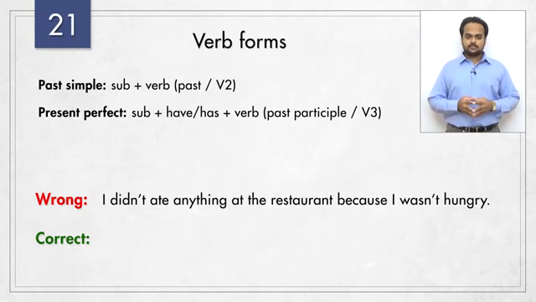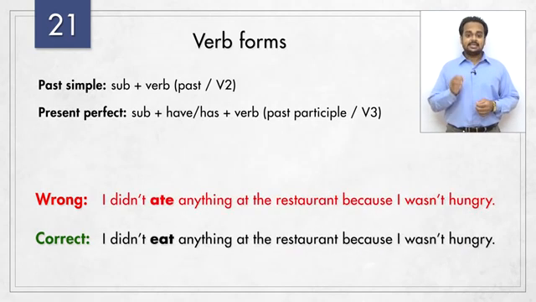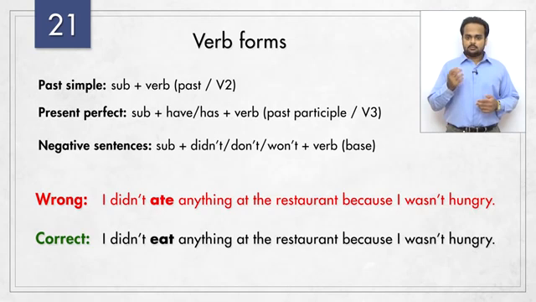Number 21 is, I didn't ate anything at the restaurant because I wasn't hungry. You should say, I didn't eat anything at the restaurant. I see this mistake a lot. In negative sentences, in the present simple, past simple, or future simple, that is after don't, didn't, or won't, we must use the base form of the verb, not the past tense form.